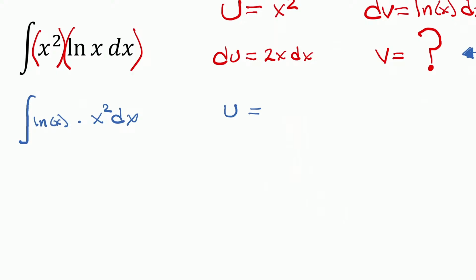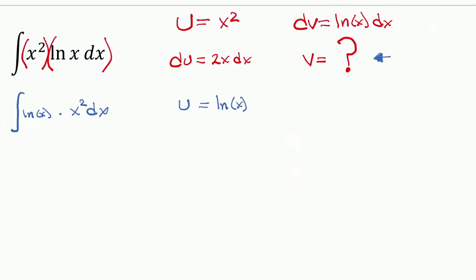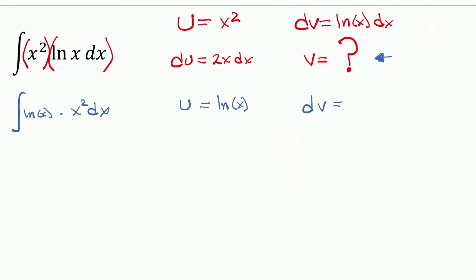The natural logarithm of x, I forgot how to say it. That's okay, it's fine. ln of x, you could just call it, if you don't remember. And then dv, of course, is the rest of the junk there. So it is helpful. You could have just done this from the get-go.